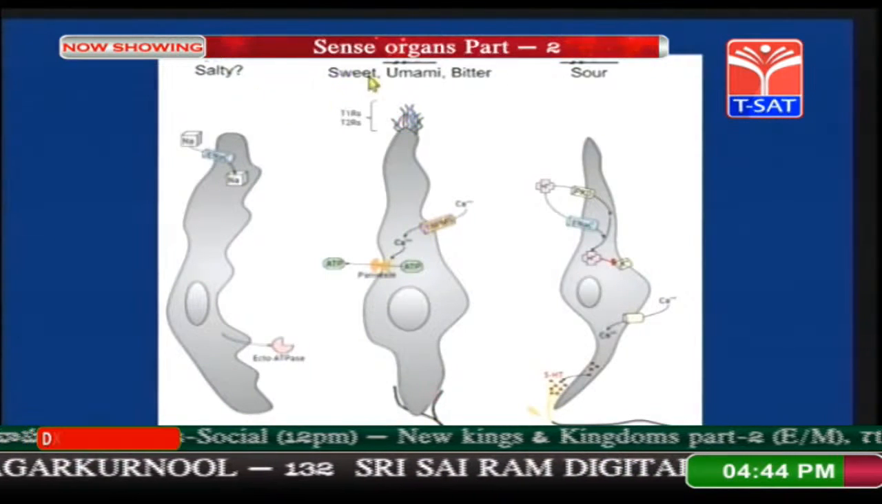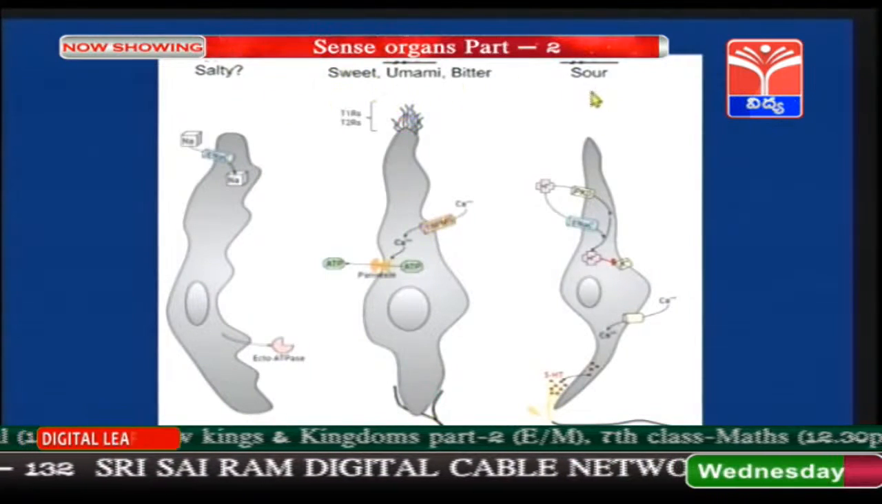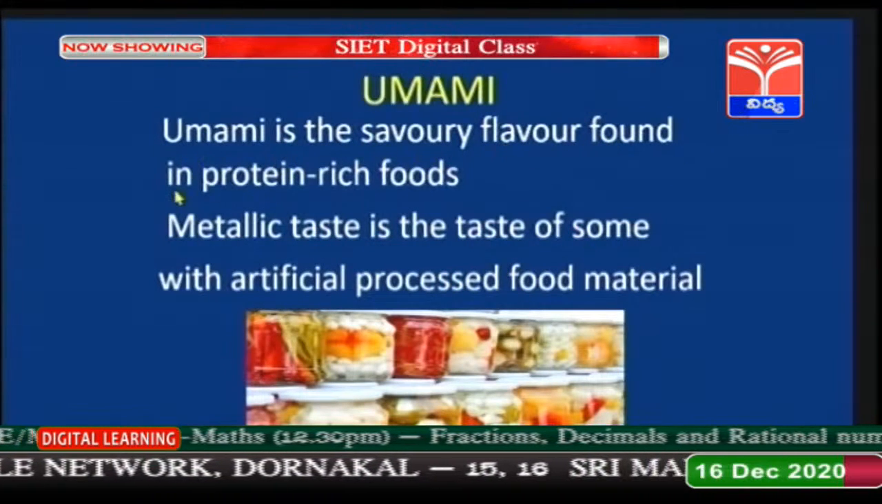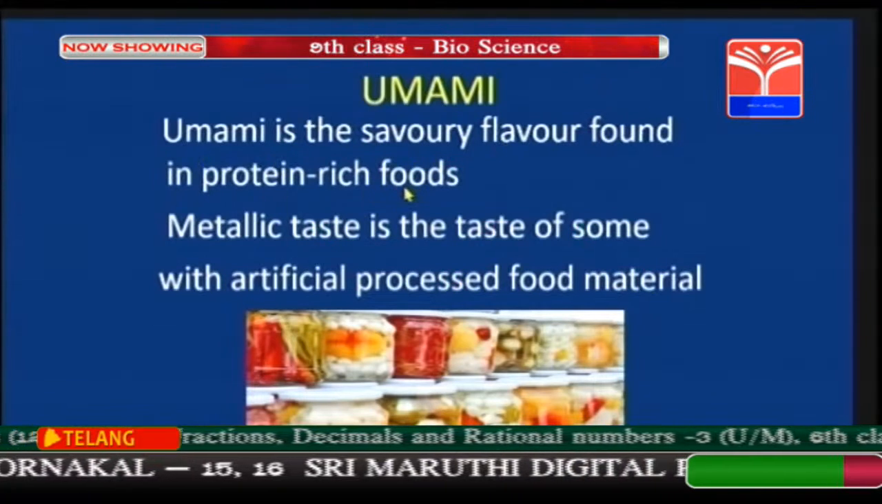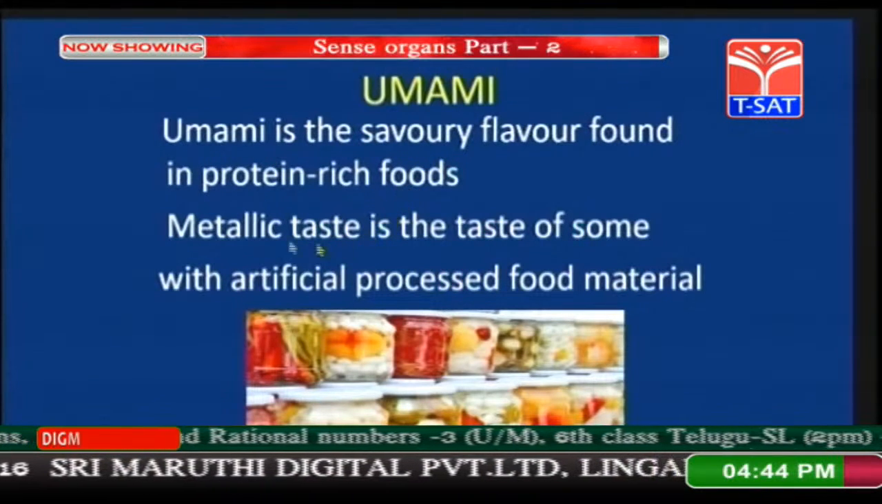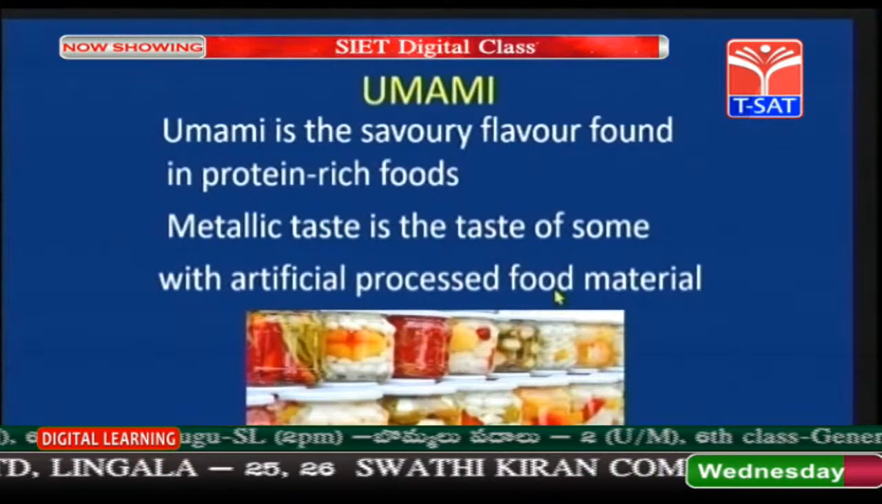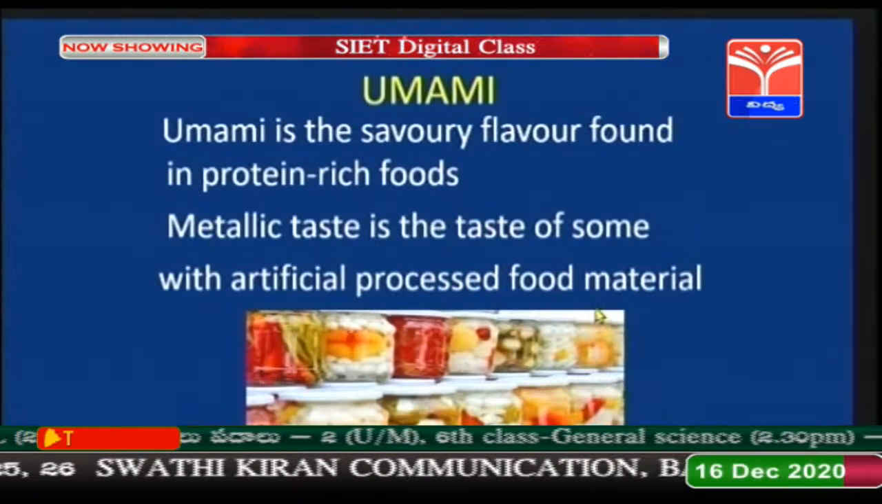So salty, sweet, umami, bitter and sour. Umami is the savory flavor found in the protein rich food. That means, children, seafoods mainly. Metallic taste is the taste of some artificial processed food materials. Children, artificially processed means that is not natural.